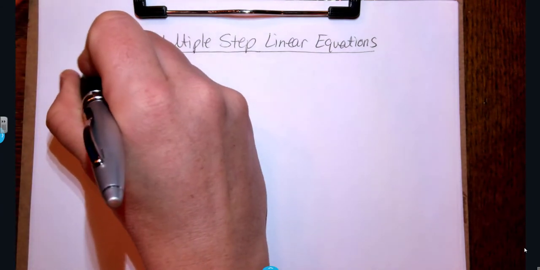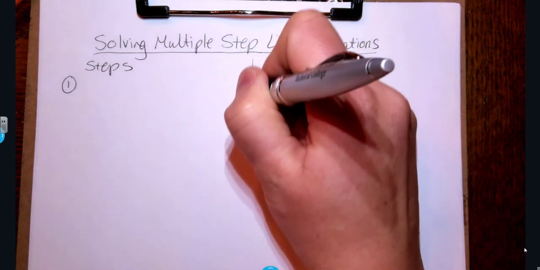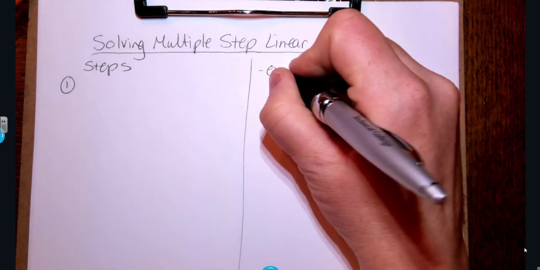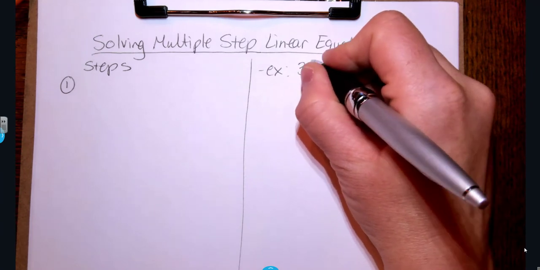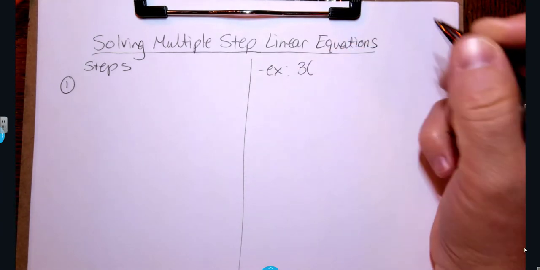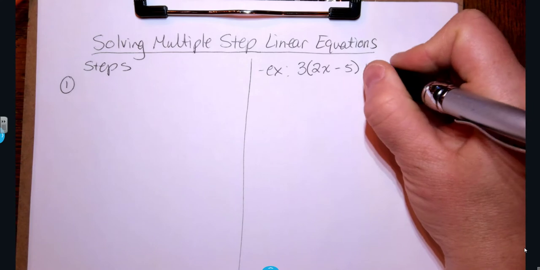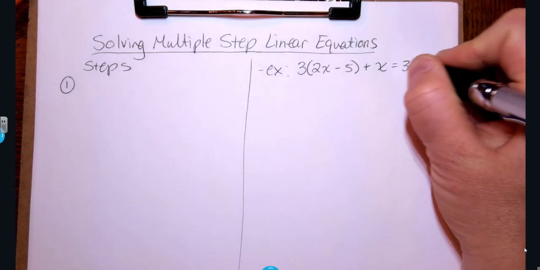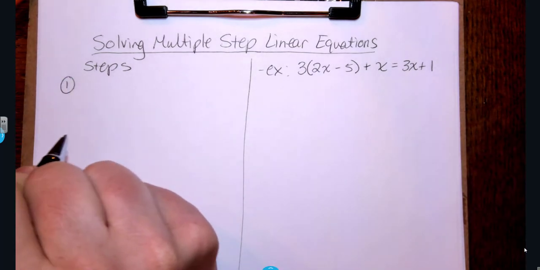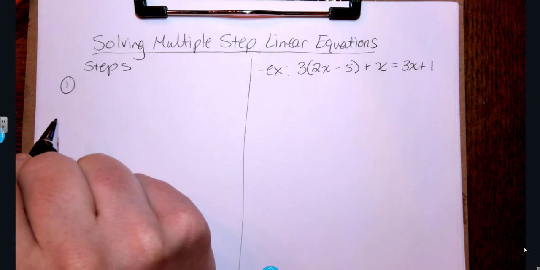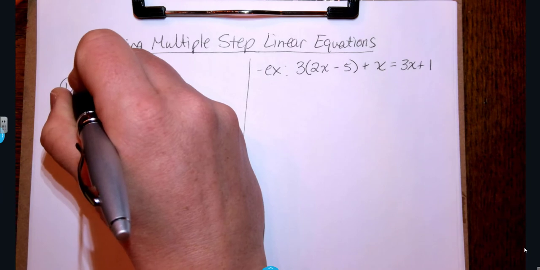So I'm going to write some steps on this side while we work out the example alongside it. The example we're going to do, I'm going to make sure it's a little longer so that we can get all the different steps in. 3(2x - 5) + x = 3x + 1. Okay, so whenever we have an equation like this, lots of variables, lots of numbers going on, notice we have our equal sign. First step is to deal with the parentheses.